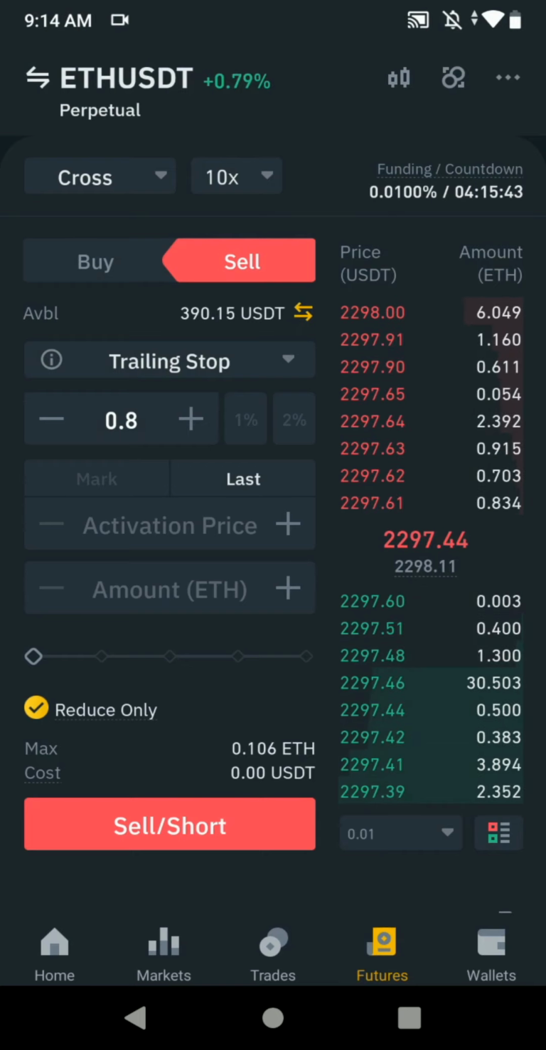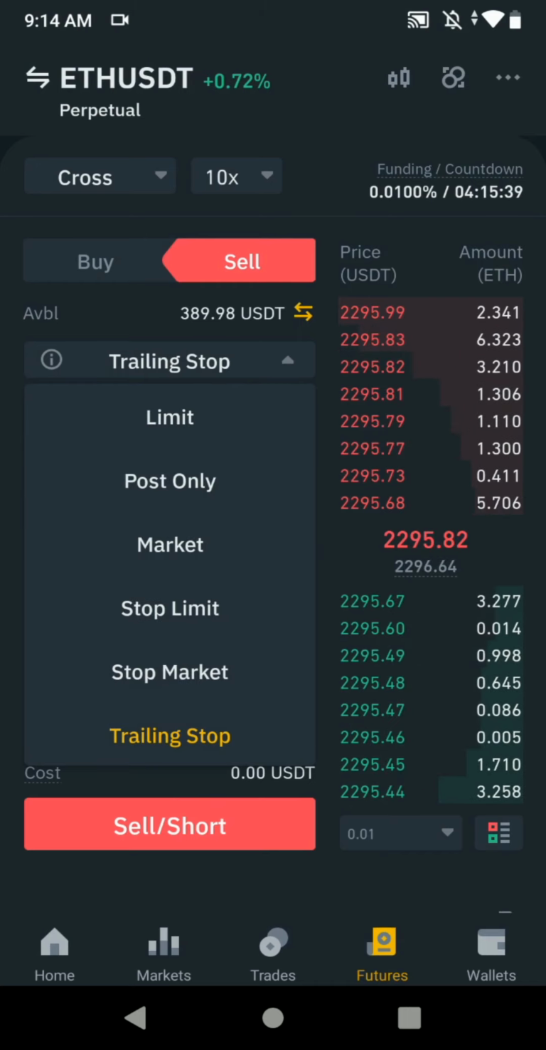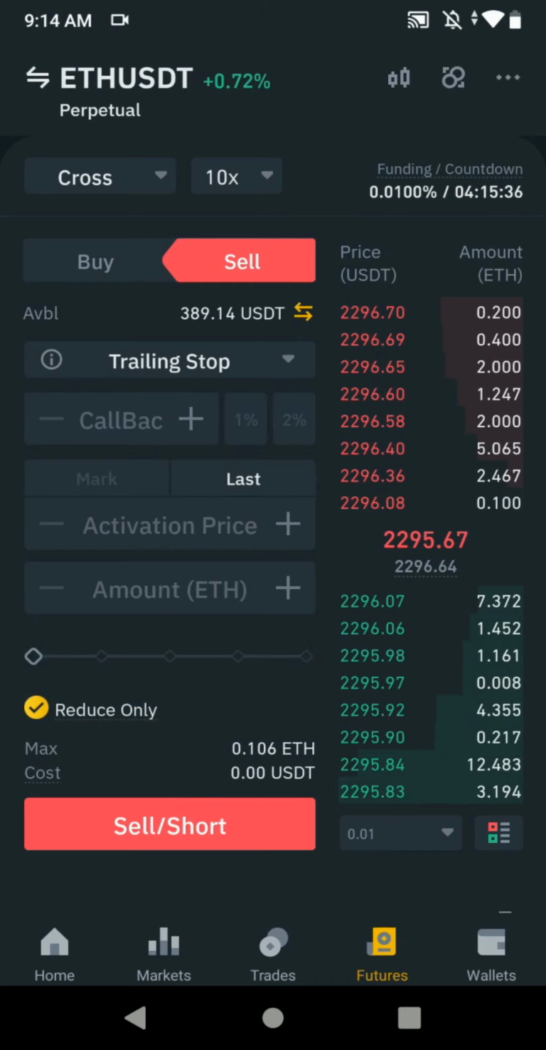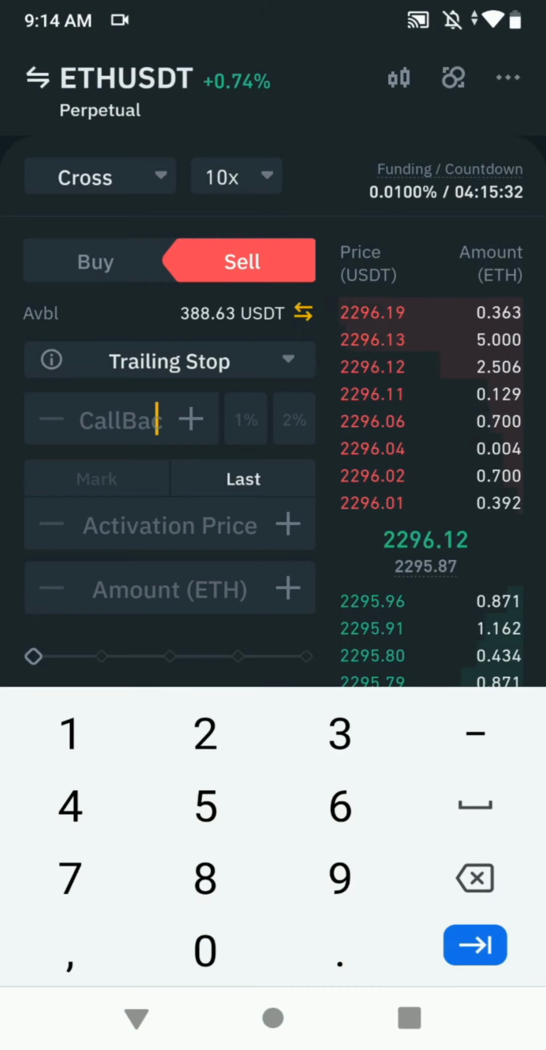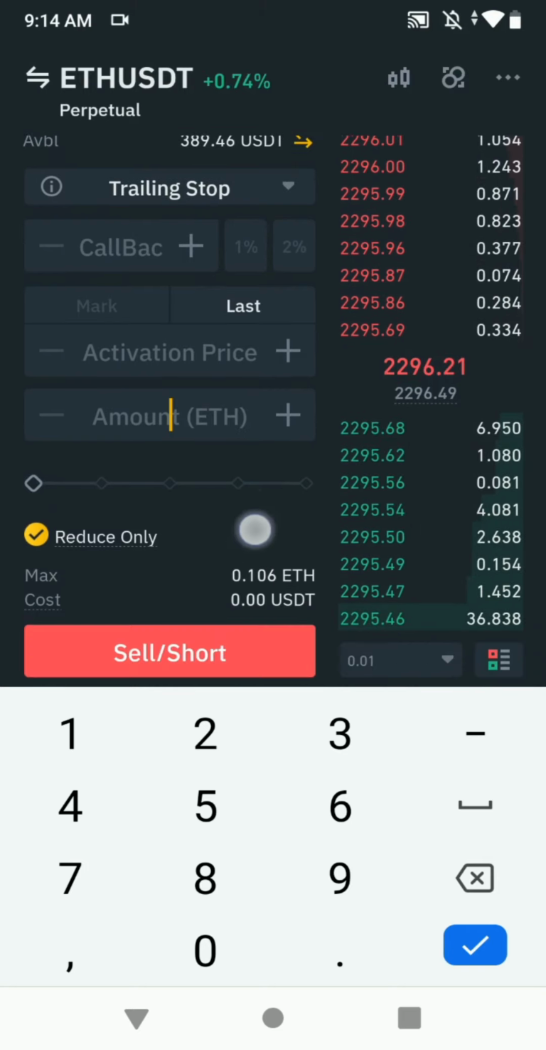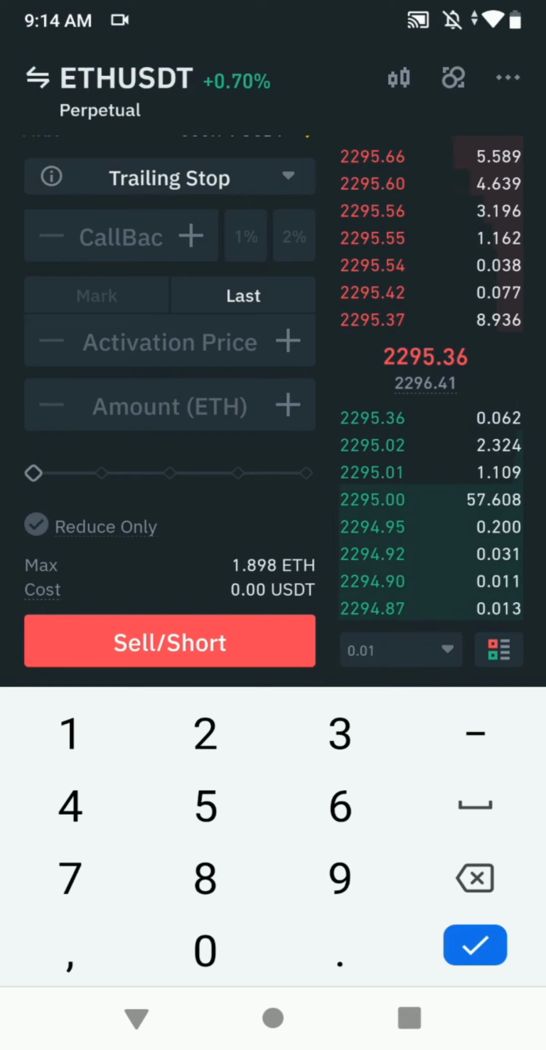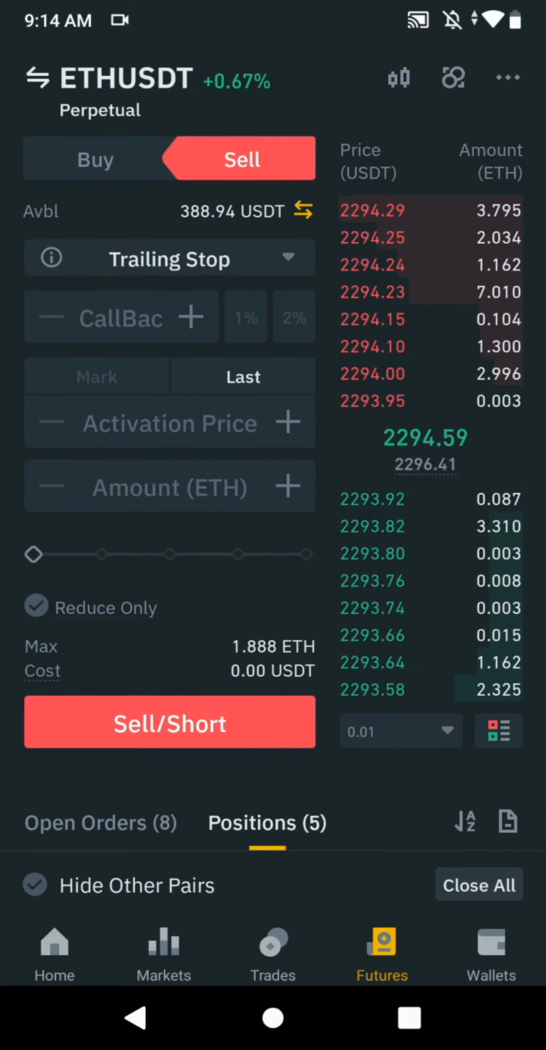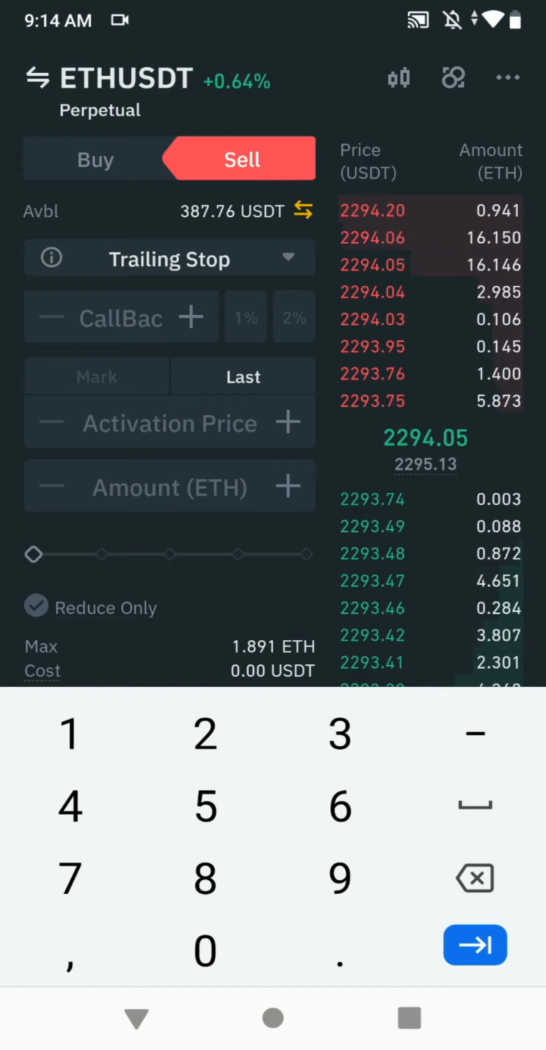So for setting the stop loss, I will go to the sell tab. In the orders menu, you have to choose trailing stop. Now here you can see four fields: first is callback, second is mark, third is activation, and fourth is amount. There's also a slider available for choosing the amount, and there's a reduce only button. Firstly, we will talk about callback. This callback is calculated in percentages.